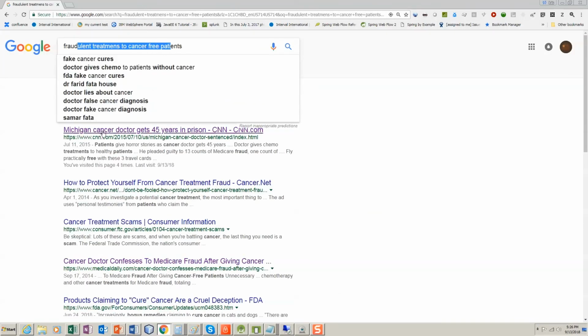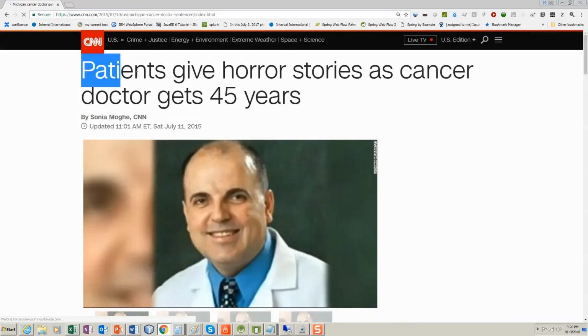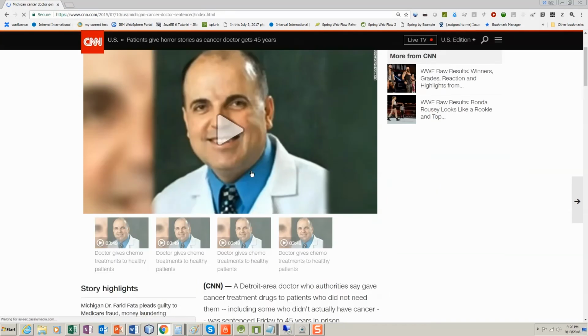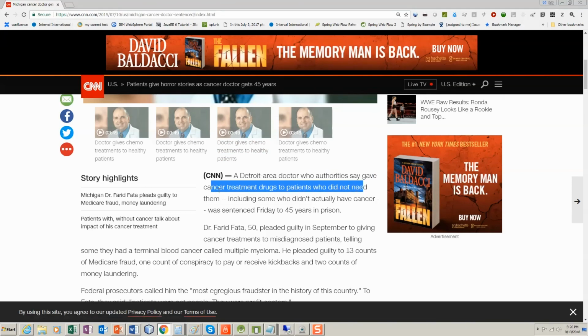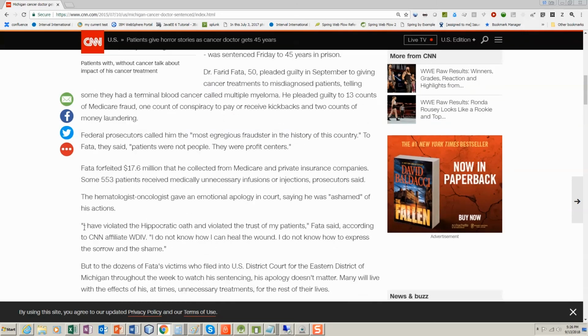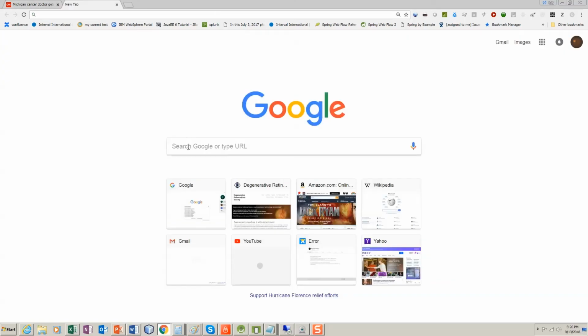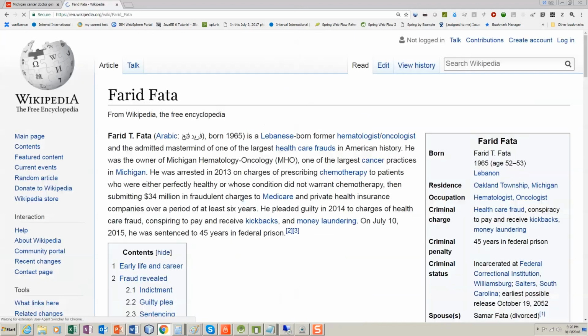Fraudulent treatment to cancer-free patients. If you think doctor crime practice doesn't exist, explain this to me. A doctor giving cancer treatment to cancer-free patients just for greed. He confessed, "I have violated the Hippocratic Oath and violated the trust of my patients." And let's check from his Wikipedia page.